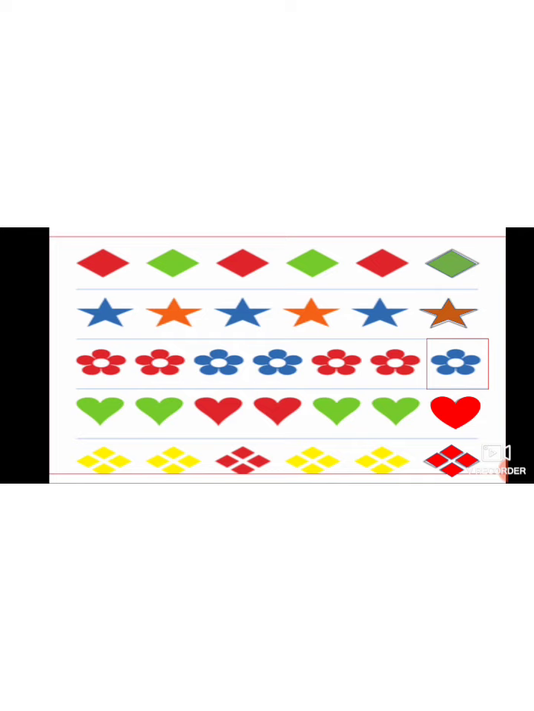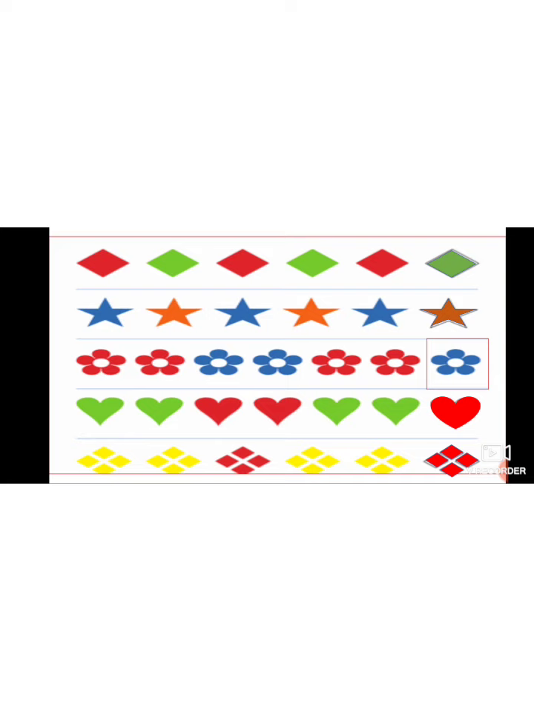Now flowers. Here, all are flowers. All are the same size. But what is the difference? Colors and numbers. There are two red, two blue. Two red, so next will be two blue.